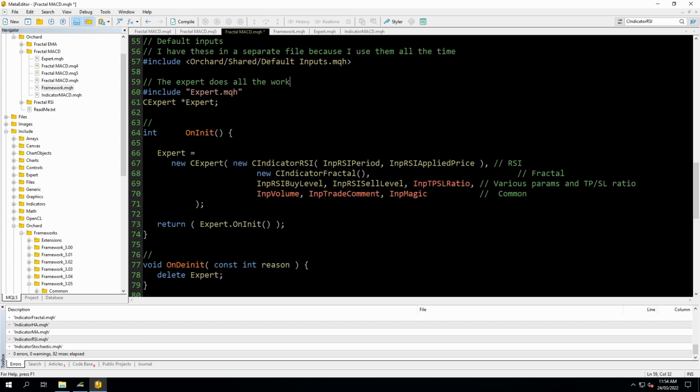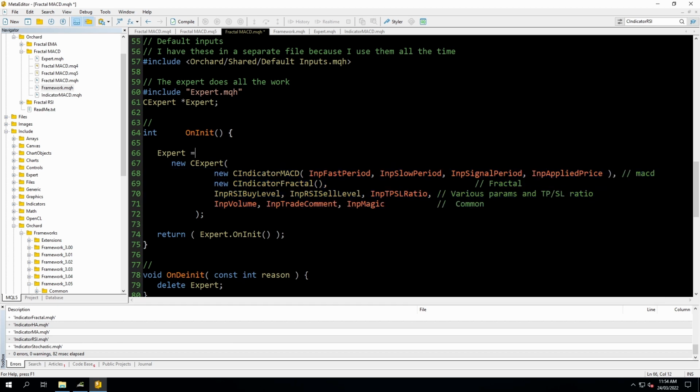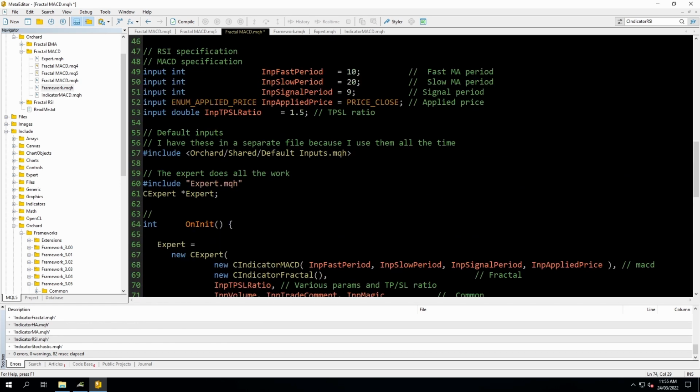Here in my new CExpert, I no longer want the RSI, so I replace this with new CIndicatorMACD. I should just format that a little better for you. So new CIndicatorMACD, all the arguments for that, and then the fractal. I no longer need the buy level and the sell level. And the rest of this file is unchanged. That's the FractalMACD.mqh file.